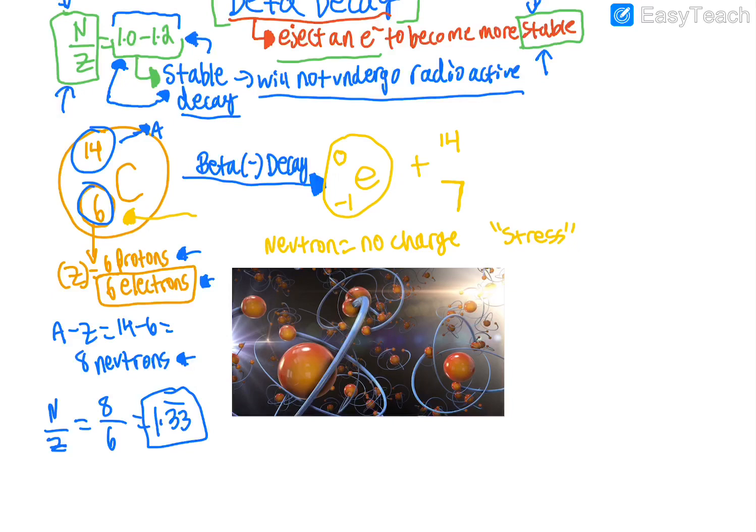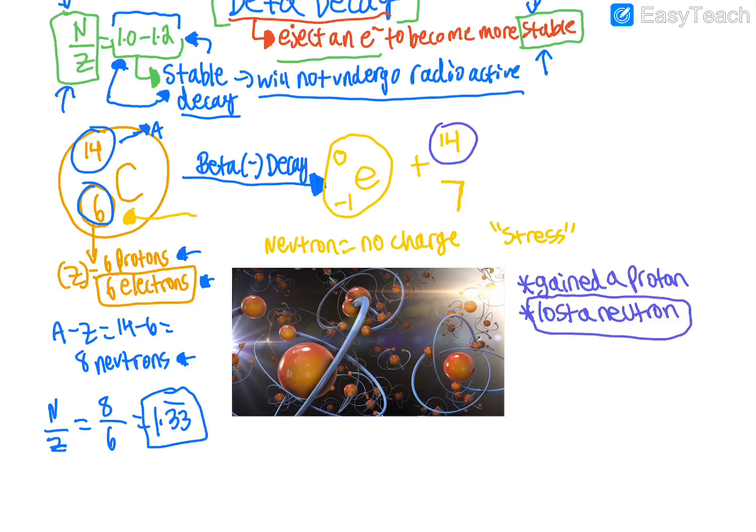It's still 14 because, here's the thing, right? Before we had 6 protons in carbon-14, and then we said we lost a neutron because a neutron turned into a proton, all right? So what happened here, right? We gained a proton, and then we lost a neutron, right? Because that neutron turned into a proton. So that's why the mass number stays the same, because we did lose a neutron, so you would think that the mass number would decrease, but then we gained a proton instead, all right?